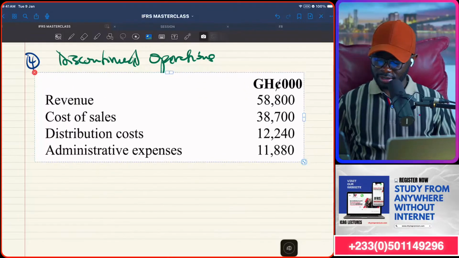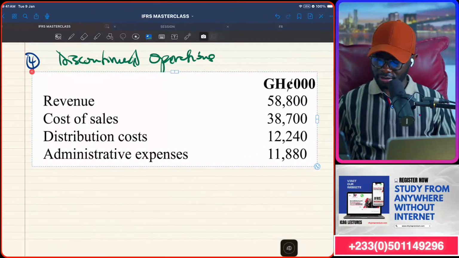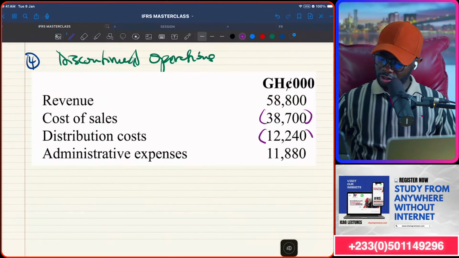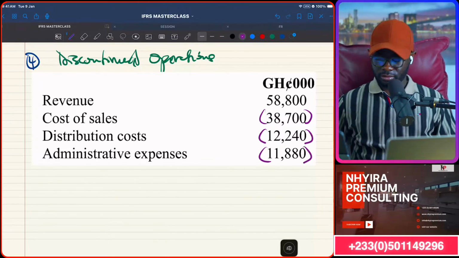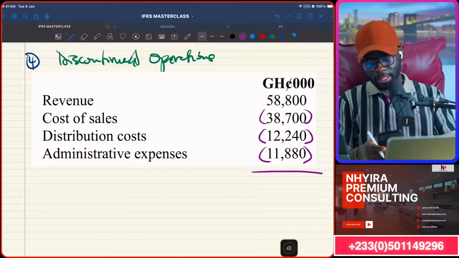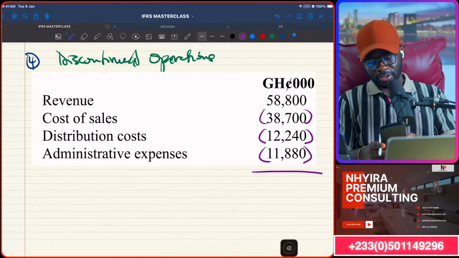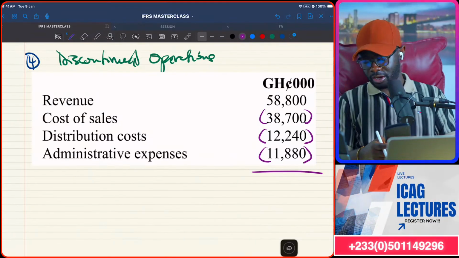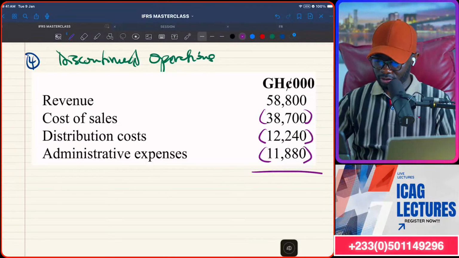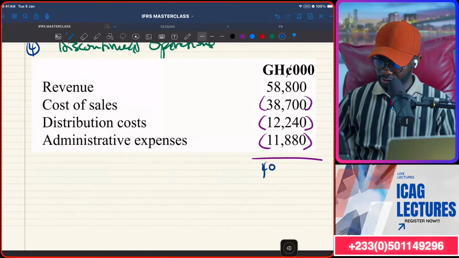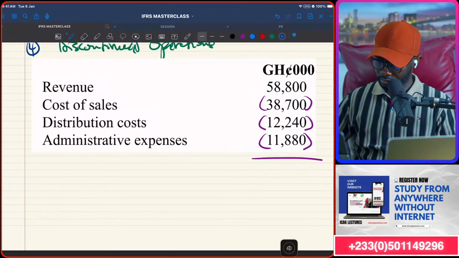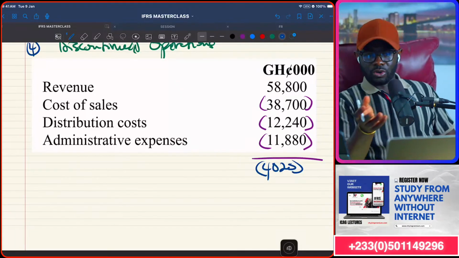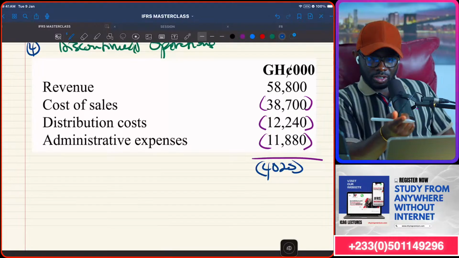So that is it. And we're going to subtract cost of sales, distribution cost, admin from there. So 58,800 minus 38,700 minus 12,240 minus 11,880. And that is negative 4,020. So that division we sold, their result is even negative.